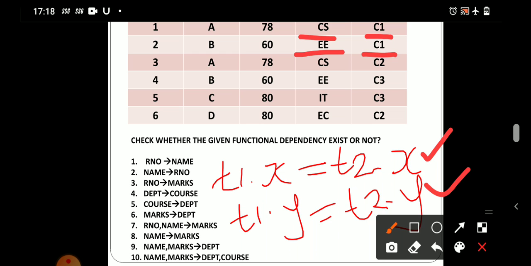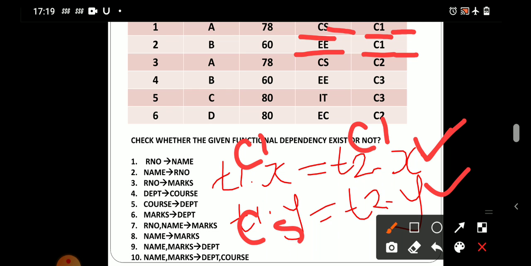Let's check T1.X. See, T1 is this. So T1.X is C1, and T2.X is again C1. These two are equal, which means this condition is true. Now check the other values. T1.Y is CS, and T2.Y is EE. These conditions are not fulfilled. So we can say that the given functional dependency, course to department, does not exist.